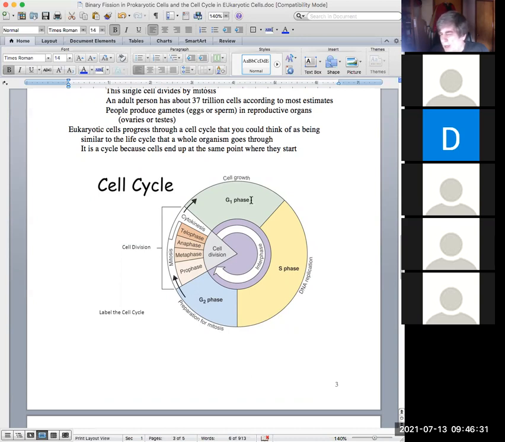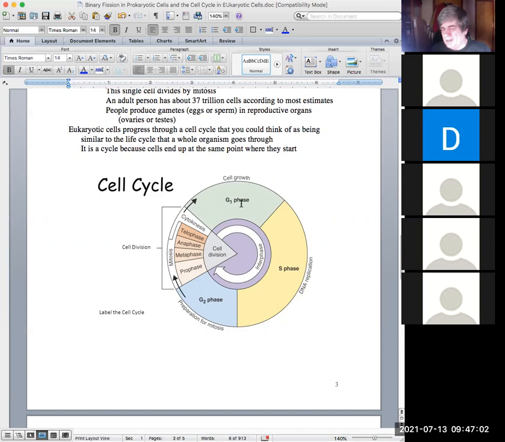So with eukaryotic cells, the first stage of the cell cycle, and notice since this is a cycle, we're going to end up back where we started. The first stage is something called G1 phase. And G1 stands for the growth phase, and it's the first growth phase. Originally, scientists couldn't figure out what was happening, and it was the first gap phase because it was a gap in our knowledge. But now we're calling it the first growth phase. It sounds more impressive.